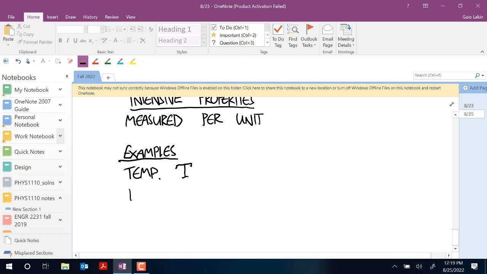Then there's density. We'll denote that with a lowercase rho. Density is mass divided by volume, so it's like the mass per unit of volume. In SI units, that's going to be in kilograms per meter cubed.